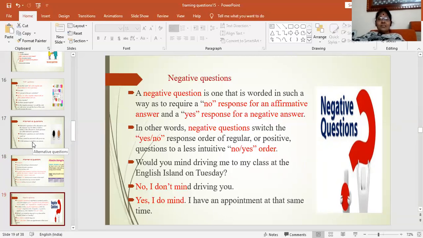For example, would you mind driving me to my class at the English Island on Tuesday? If my answer is positive, I'll start with a negative one: No, I don't mind driving you. See how the response changes. You want to give a positive answer, but you start with a negative word, that is, you say, no, I don't mind driving you.